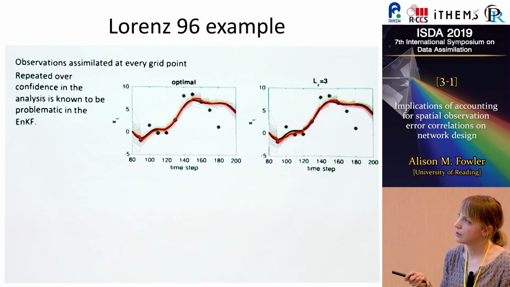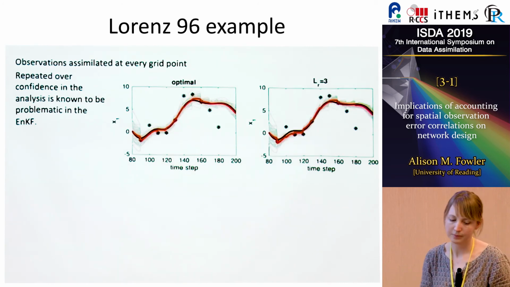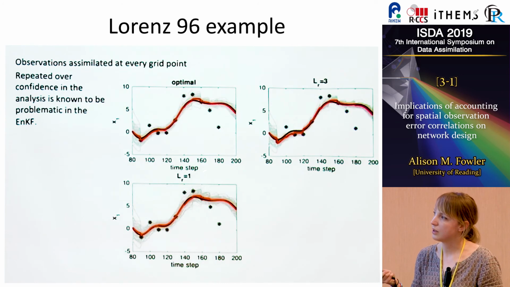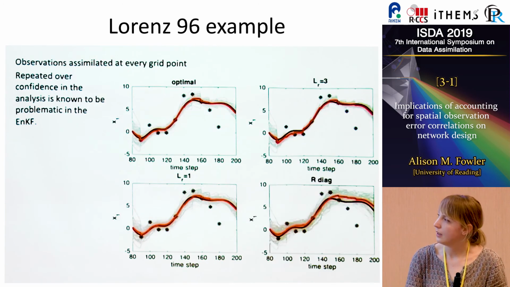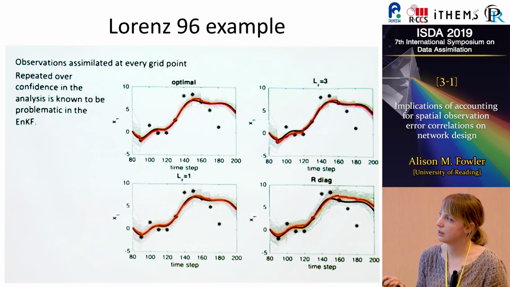So it's kind of subtle, but you see that in this case the analysis is pulling more towards the observations, and the spread in the ensemble is reduced compared to the optimal case. And we can also look at the situation where we underestimate the length scales in R. So here you see that we're pulling less towards the observations, and the spread in the ensemble is larger. And then lastly, this is the same example, but for when R is assumed to be diagonal.